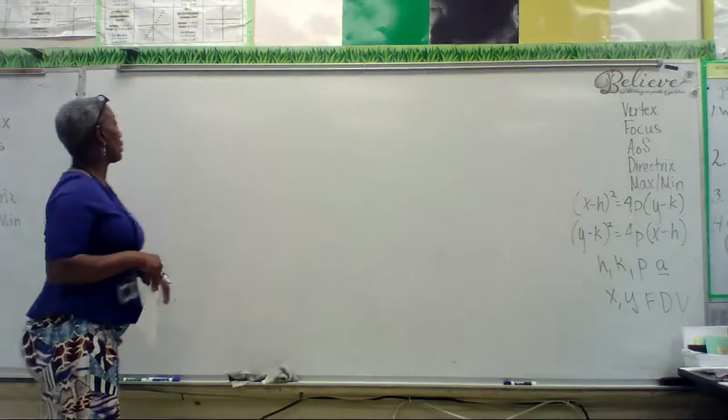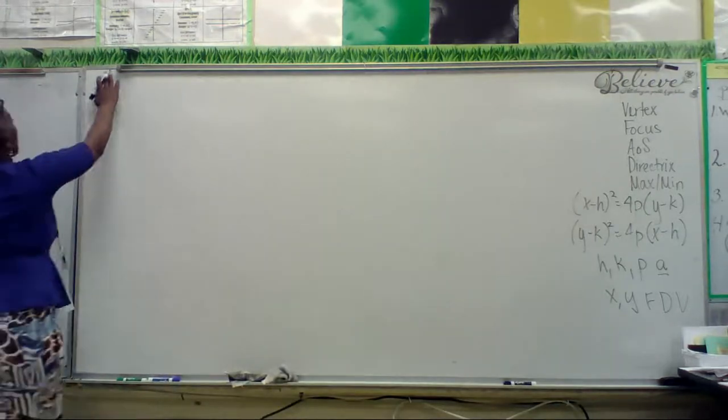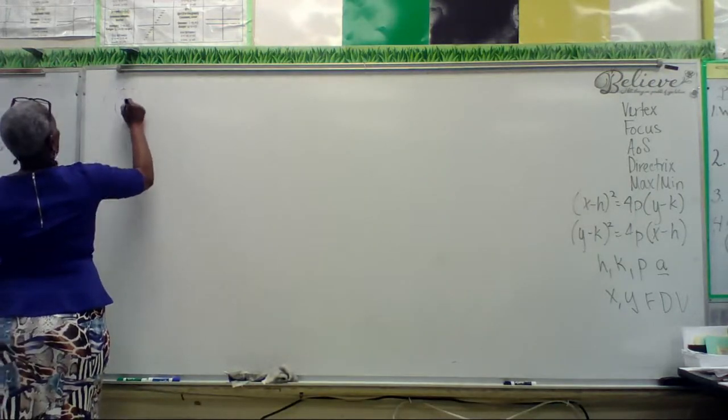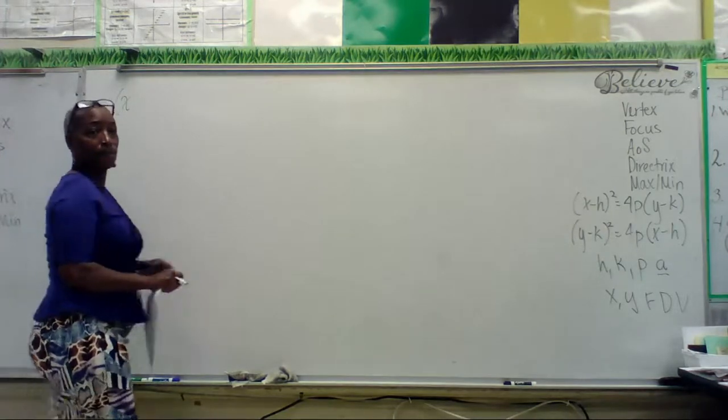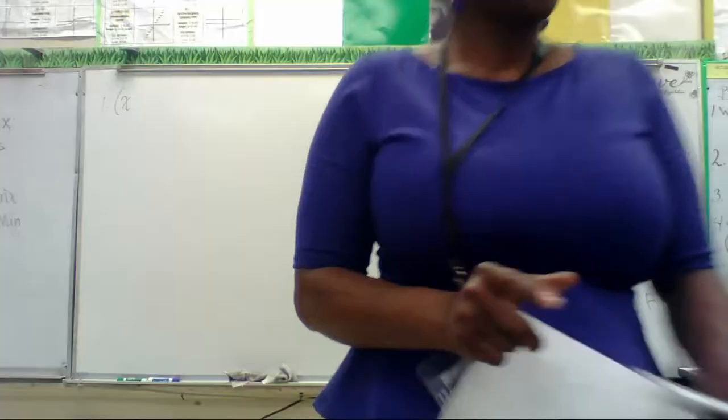Let's go ahead and start with problem number 1. Problem number 1 is as follows. The quantity of x minus 3, get darker markers.